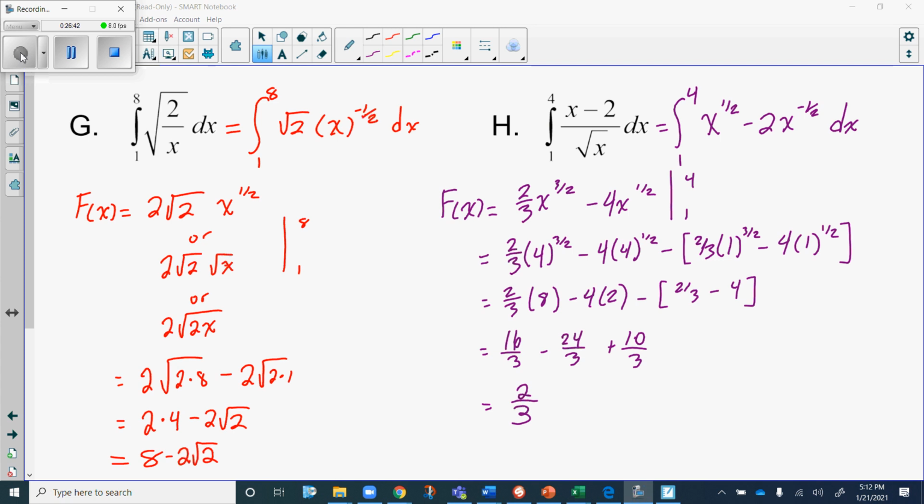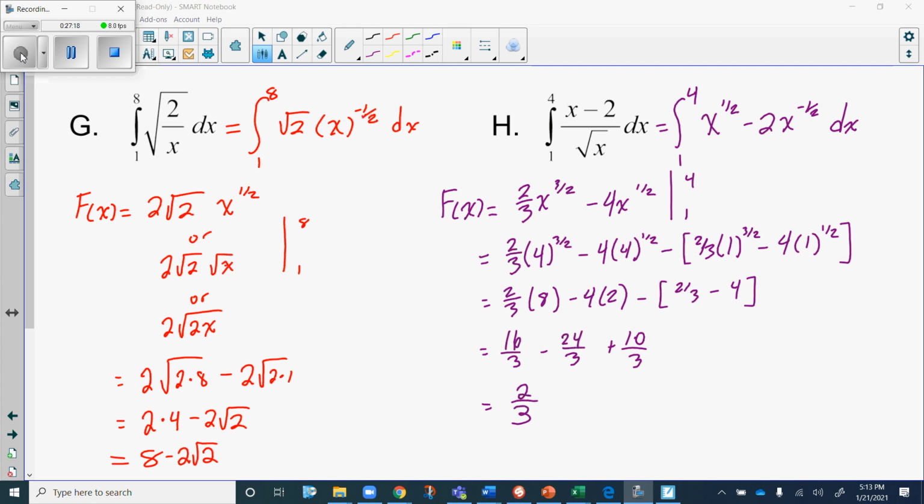All right, here are the last general practice problems that we're looking at for what we've so far identified as part one of the fundamental theorem of calculus. What I'm doing with the problem on the left, G, is using properties of exponents to rewrite the integrand as square root of 2 times x to the -1/2 power, because that is what we're going to use when we do our anti-differentiation.